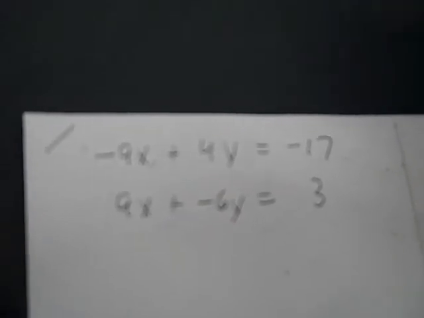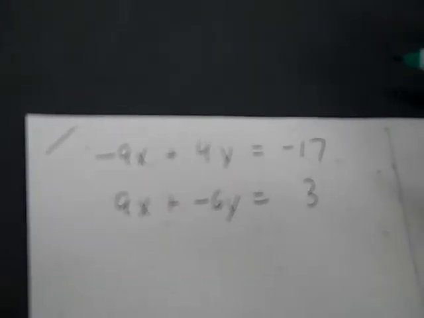Now the second packet is new stuff, but it's not hard. It's less work than what you just did. I have 2 equations. Eventually I'm going to have to solve for both letters, but not today. We're just going to solve for one. Negative 9 times x plus 4 times y equals negative 17. 9x plus negative 6y equals 3.